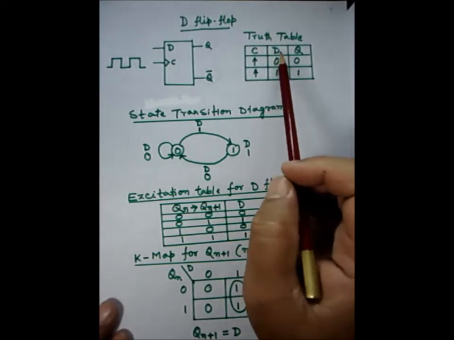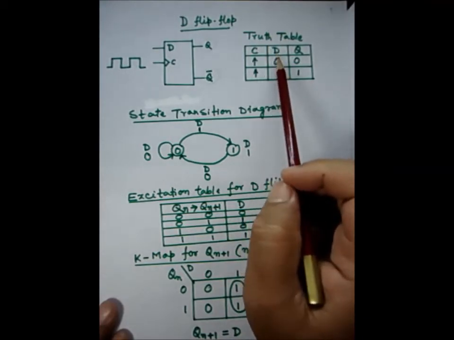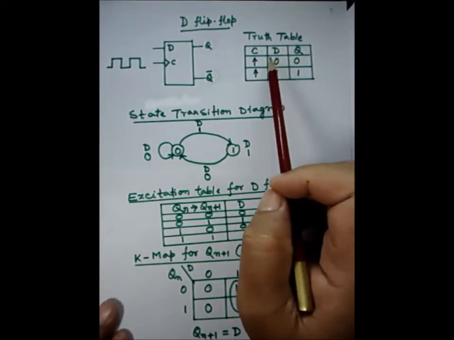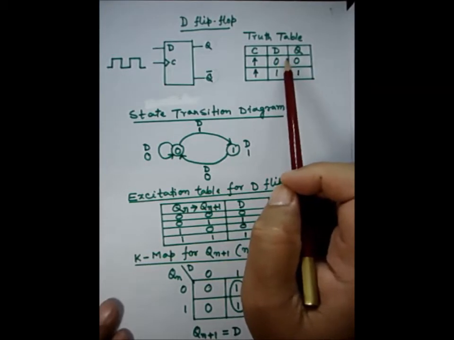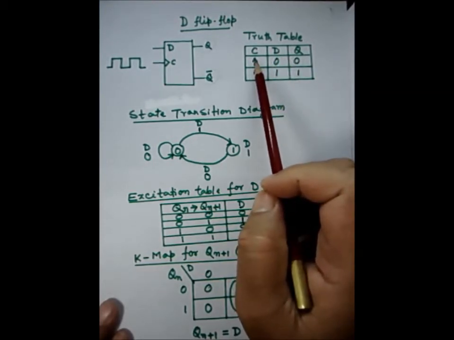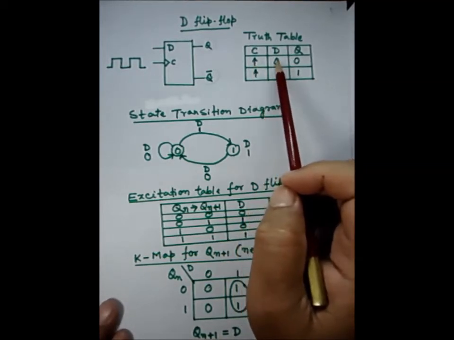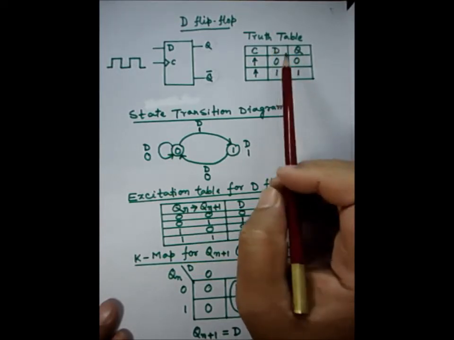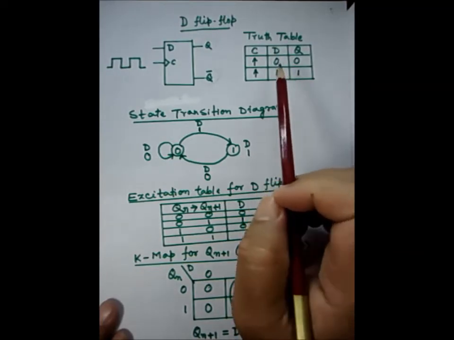Therefore, you can see that whenever D equal to 0, coming to the truth table, when D equal to 0, Q equal to 0, and that effect, that means change of Q, will take place only at the arrival of the pulse. That means at the arrival of the positive edge, Q will get the same value as D. Therefore, D equal to 1, Q equal to 1. This is the truth table.